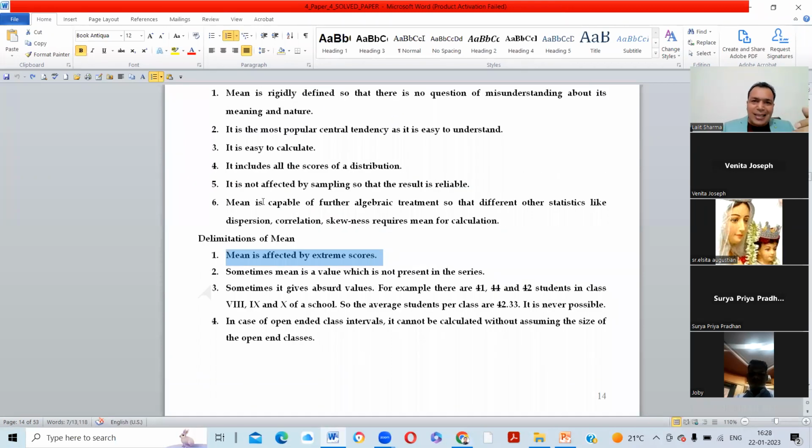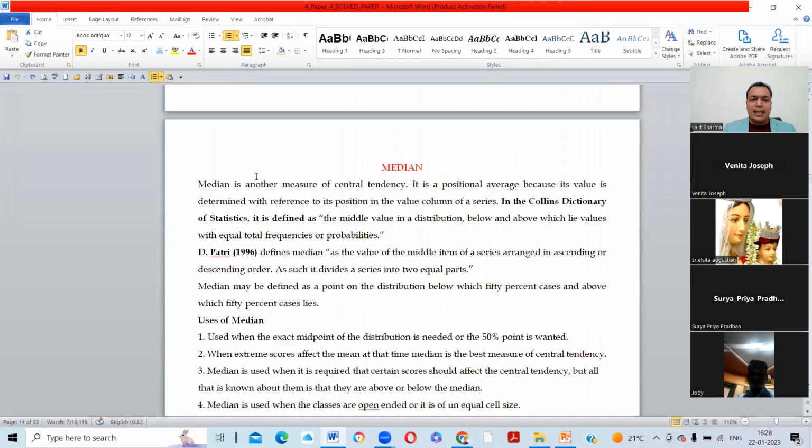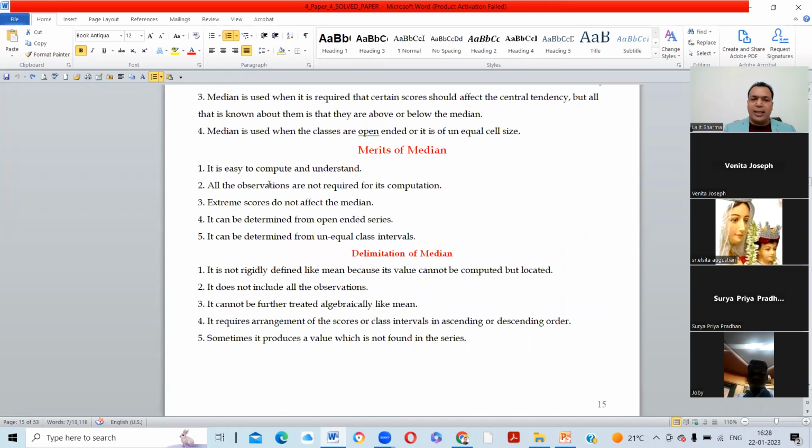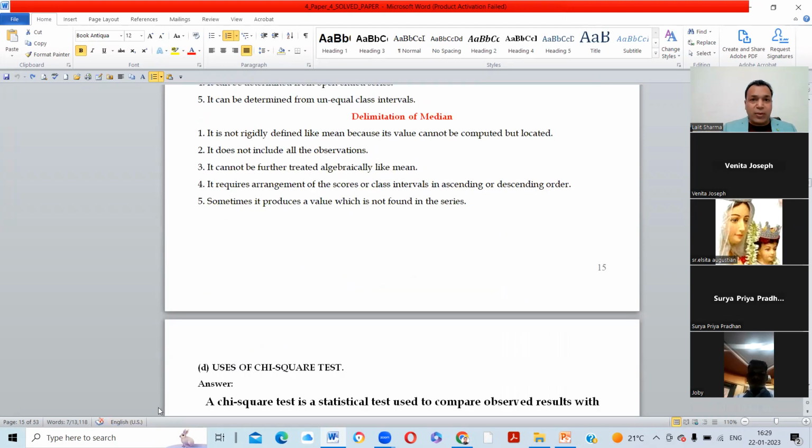So guys, it is easy. Because I have told you, if the statistics questions, numerical questions would come, you can learn the theoretical part also. No need to worry, right? Similarly, median you have to define. What is a median? Merits and delimitations, you can see that. We have already covered it, and I have already given you the notes, right guys? You can see in the notes which I have given you 4 months back.